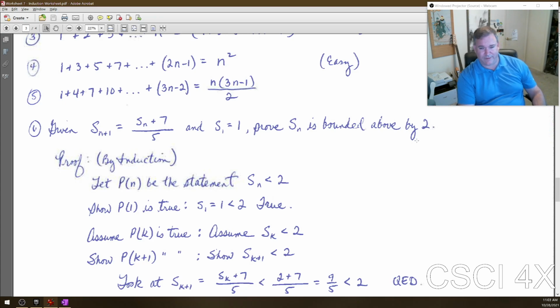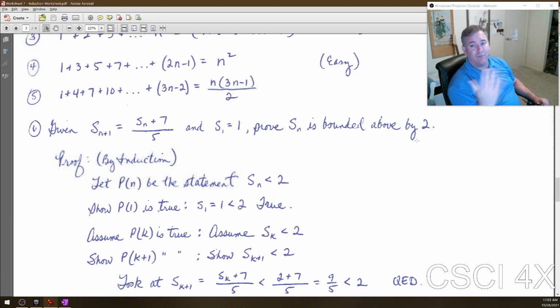Yeah, something like that. I haven't had enough coffee. So you have to prove that for every element in the infinite series, none of them will go above 2. And so what you do is you show the base condition. Base condition, 1 is less than 2. Done. Right? Pretty easy. 1 is less than 2.